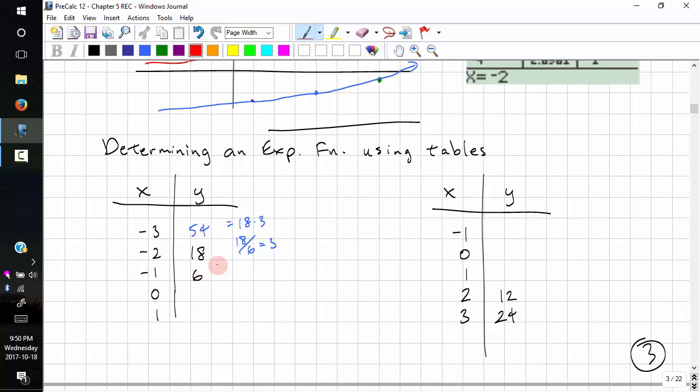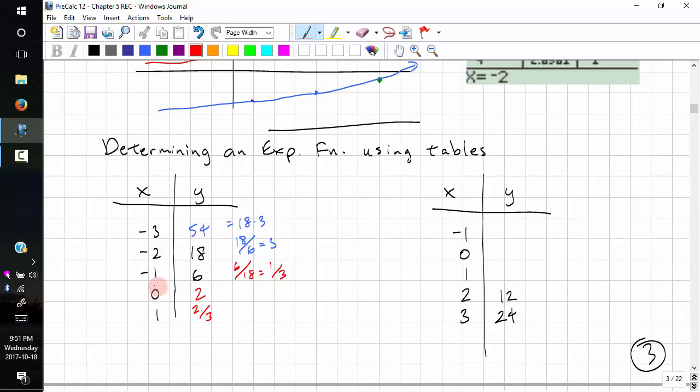If we go this way, we do 6 divided by 18, and we get 1/3. We simplify that. And that's the same as dividing by 3. So 6 divided by 3 is 2. And 2 divided by 3 is just 2/3.